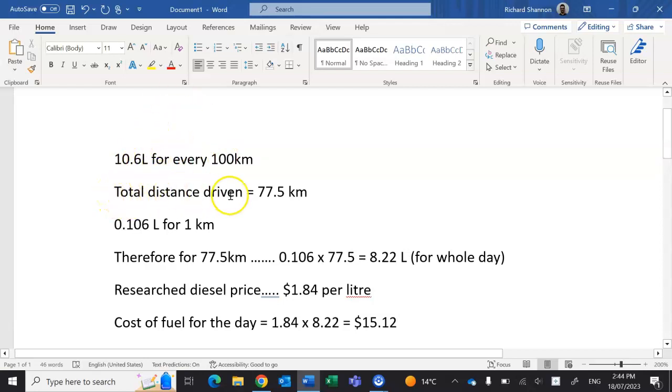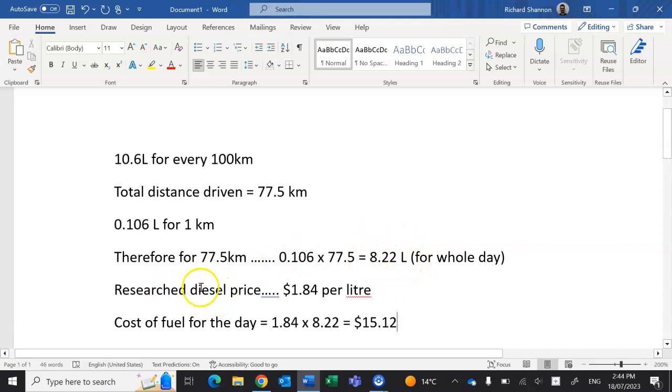Your total distance driven, that's just from your table. You divide that by 100 to get how many liters per 1 kilometer. Then multiply through by your kilometers to get the liters. That's how many liters it will use for the whole day.